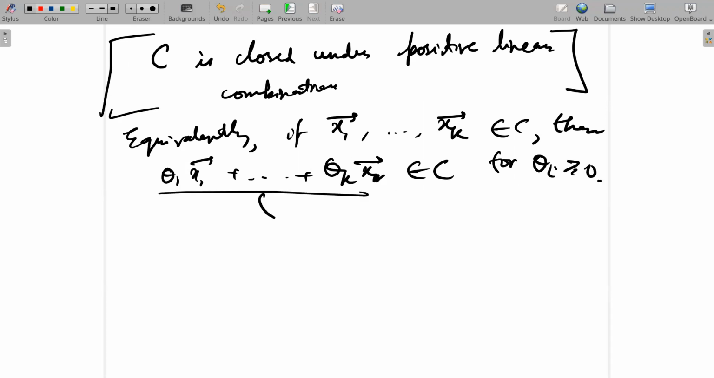And these types of combinations are known as conic combinations. So remember, first we had linear combinations for subspaces. For affine sets, we talk about affine combinations. For convex sets, we talk about convex combinations. Here, this is conic combinations or positive combinations. We'll summarize all of that very soon.